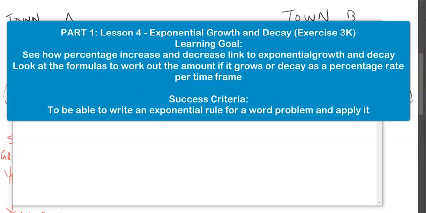The learning goal for this one is to see how percentage increase and decrease link to exponential growth and exponential decay, which we'll look into what exponential means, and to also look at the formulas to work out the amount if it either grows or decays as a percentage rate per time frame. And the success criteria for this one is to be able to write an exponential rule for a word problem and to be able to apply it.